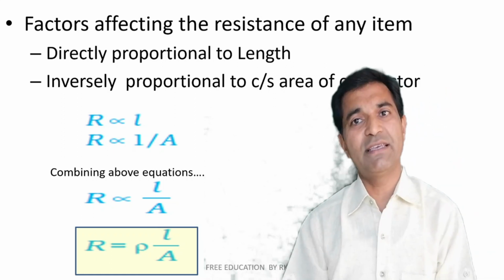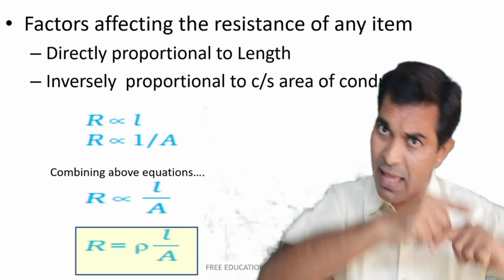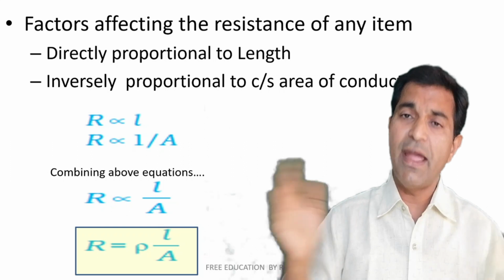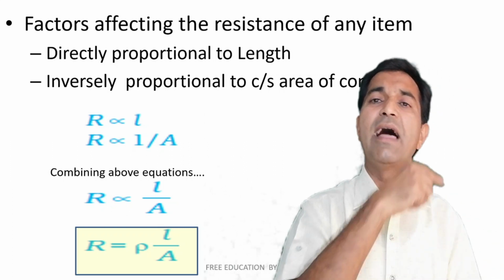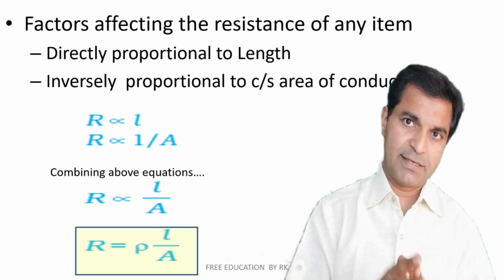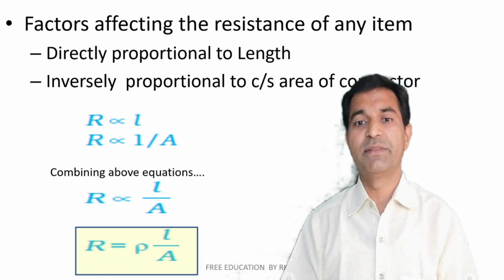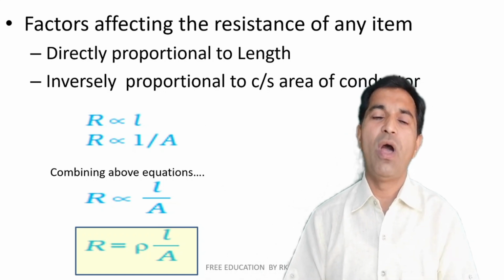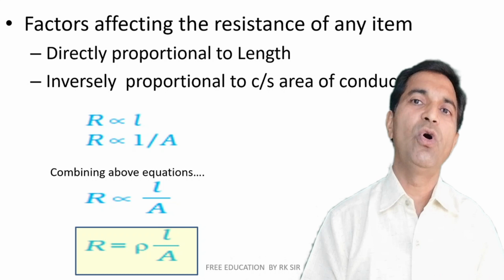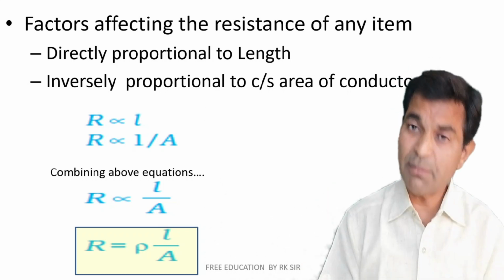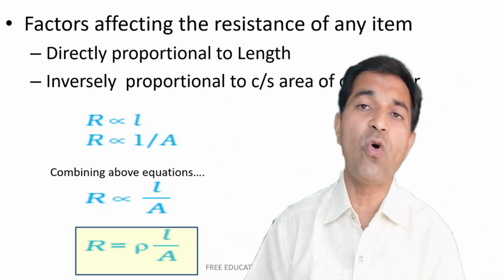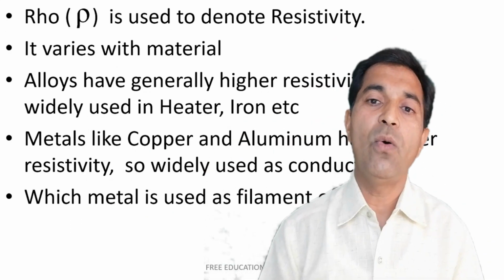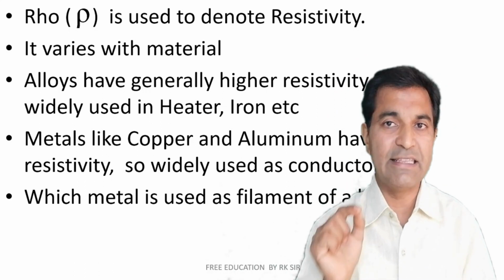So mathematically we may say resistance is directly proportional to length of the conductor but inversely proportional to the area of the conductor, and summarily we may write R is directly proportional to L, inversely proportional to A, and if we remove the proportionality sign then we will get a proportionality constant, that is rho. So R is directly proportional to L by A. So mathematically we may say R is equal to rho L by A, where rho is constant for any material. Now rho is used to denote the resistivity.